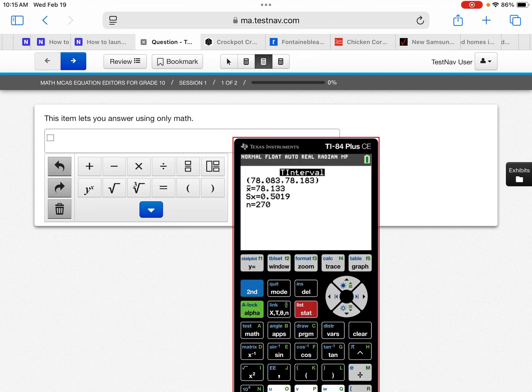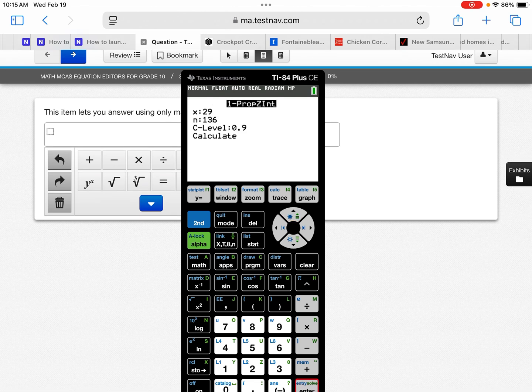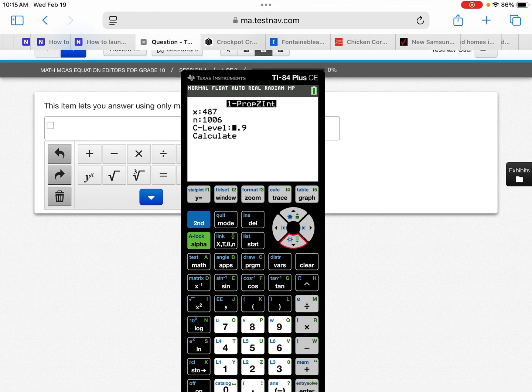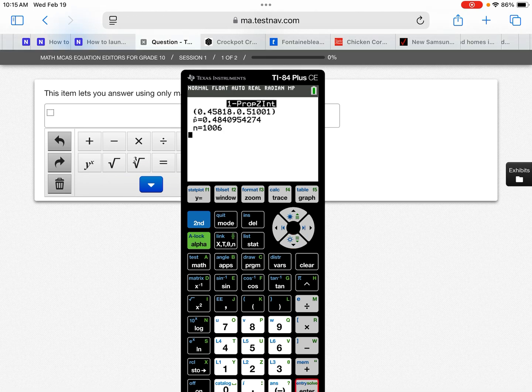Anyway, stat. When we go over to stat, we're going to arrow over to tests. We're going to go down that test column until we get to a 1 prop Z interval, is what we're trying to do here. And here's the information that we have. So I believe we're starting out with the baseball problem. And so if I remember the stuff from the other page, it's 487 successes, 1,006 in the sample, and 90% confident. And then we're just going to hit enter. And that's going to give me all the things that I need to calculate that.